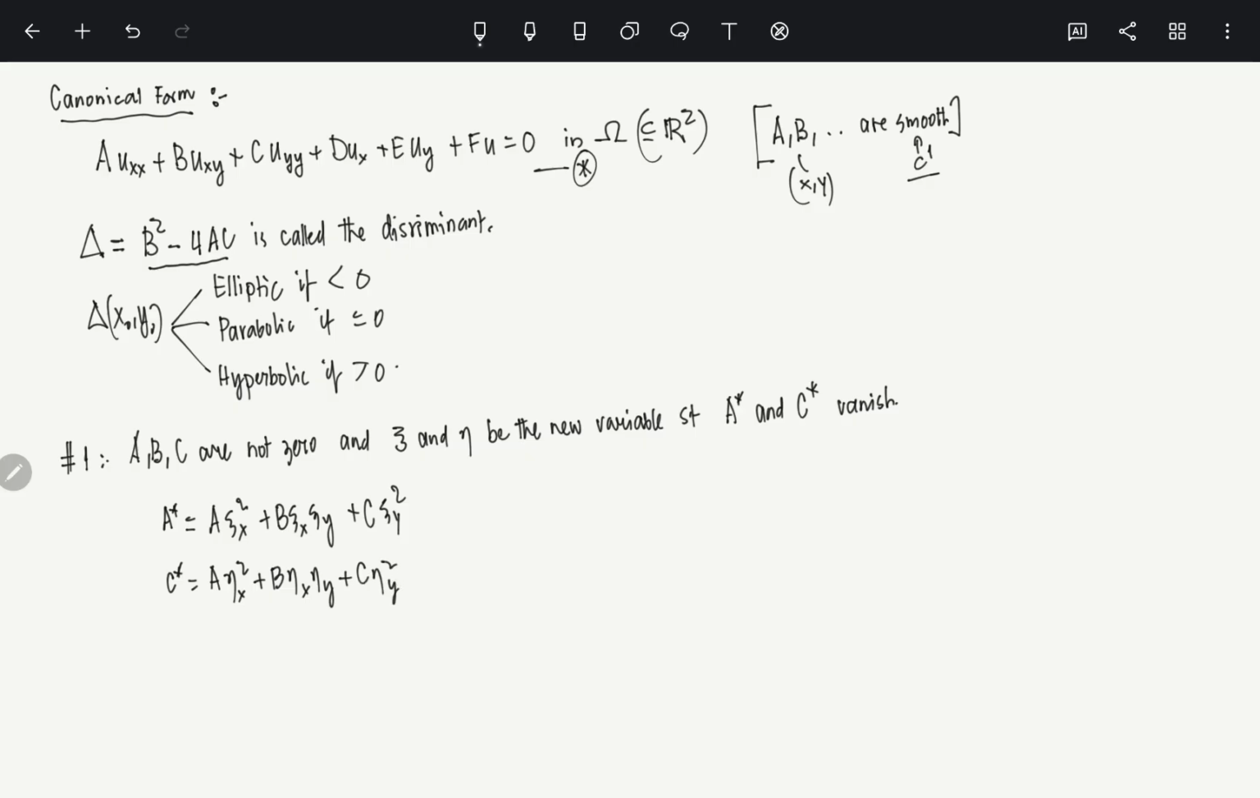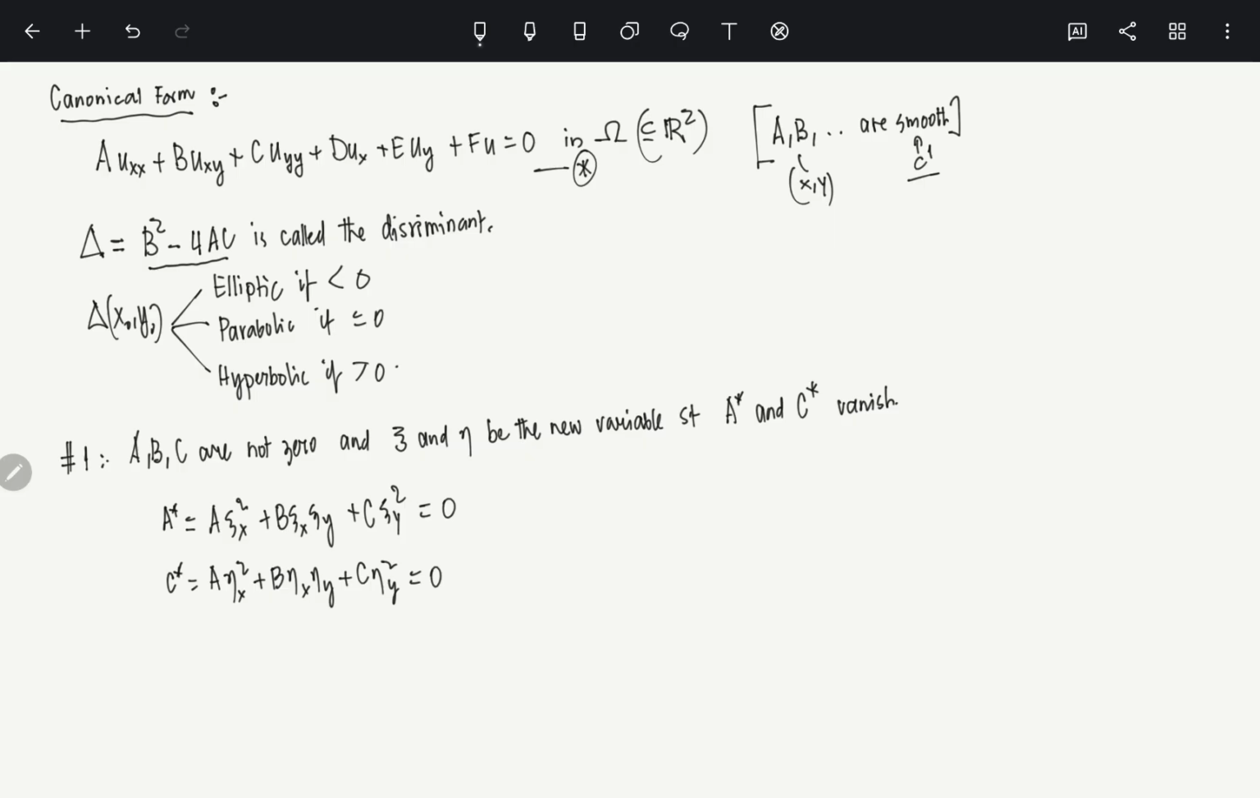Clear? Now we want both of these coefficients to be 0. The whole point of this is the modified equation: we want to make it much simpler. Xi and eta are a new coordinate system, so the choice is on us. We are choosing it in such a way that the original equation actually reduces to a much simpler equation.